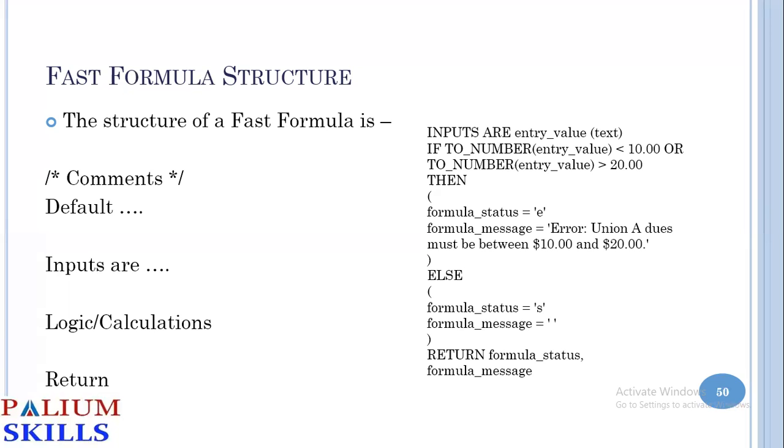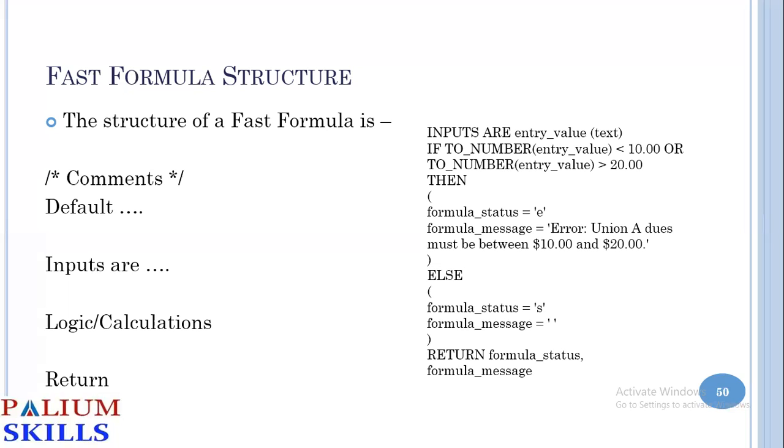Can you explain, if basic salary is coming and it is less than zero, I should not accept. What will I define here? So here you will say if the entry value is text and converted to number, and the entry value is less than 10, then it is error, else it is success.